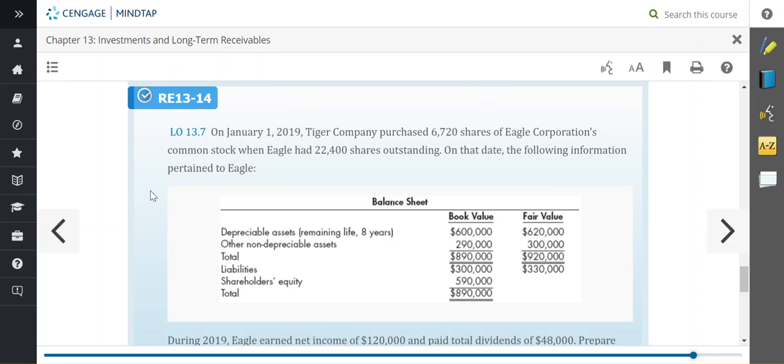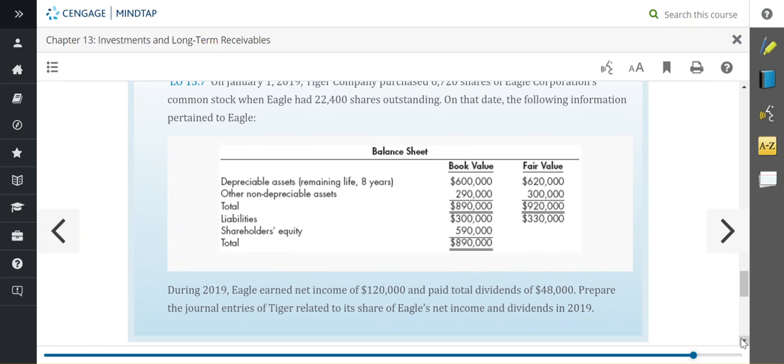In this example video, we're going to look at review exercise 13-14. It says on January 1st, Tiger Company purchased 6,720 shares of Eagle Corporation's common stock when Eagle had 22,400 shares outstanding. On that date, it gives us the following information pertaining to Eagle, a portion of their balance sheet. During 2018, Eagle earned a net income of $120,000 and paid dividends in total of $48,000. They want us to prepare our journal entries related to Tiger's share of Eagle's net income and dividends in 2019.